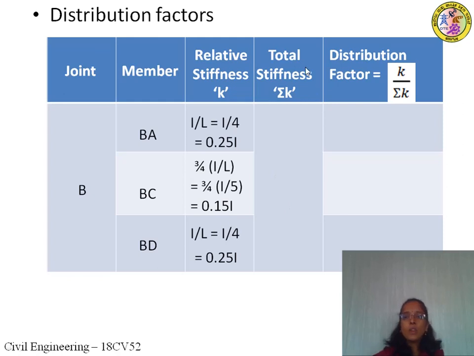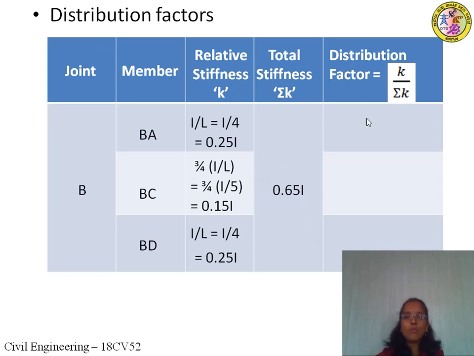So next column is the calculation of total stiffness, which is the summation of relative stiffnesses of all the members meeting at joint B. So that is 0.25 I plus 0.15 I plus 0.25 I. That will be equal to 0.65 I. That is the total stiffness.